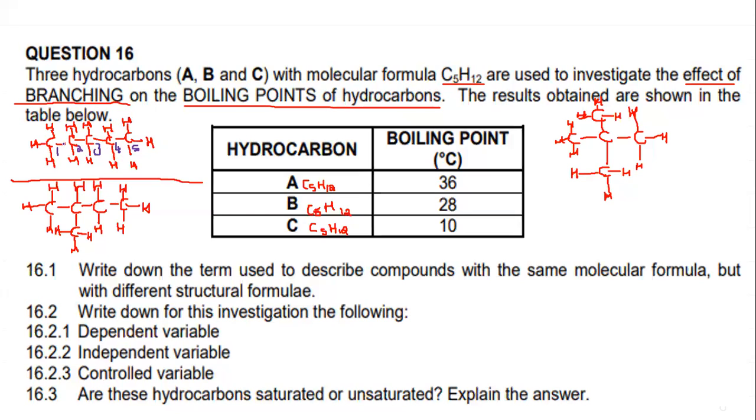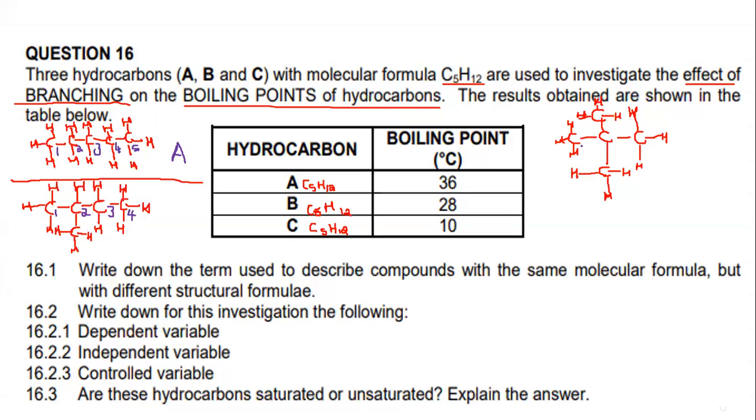Then I go to my table. Which one has the highest boiling point? I can see that it is A. In other words, this is hydrocarbon A. Then I go further and I check this one, the second one. The longest chain without breaking of carbons, which is the parent chain, is 1, 2, 3, 4 carbons long altogether. So it means this one is somewhere in between this one and that one.